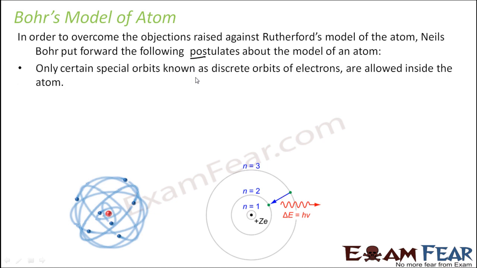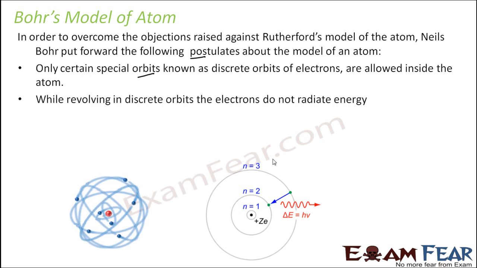First, he told that only special orbits, called discrete orbits of electrons, are allowed in an atom. So a given atom will have only a few discrete orbits, and all these orbits will have different energy. And while revolving in these discrete orbits, the electrons will not radiate any energy. That is what Bohr has postulated.